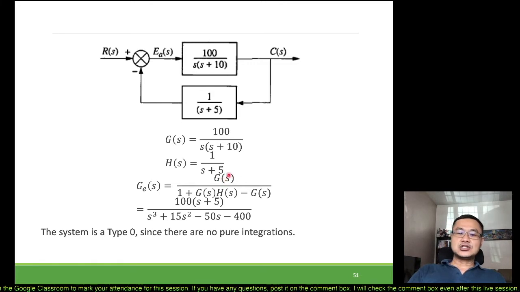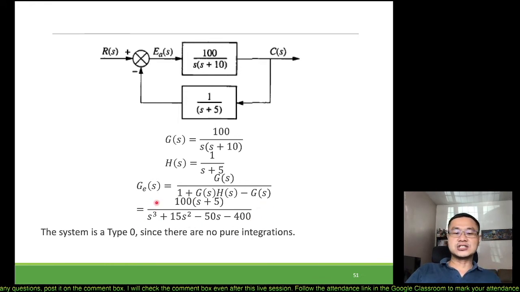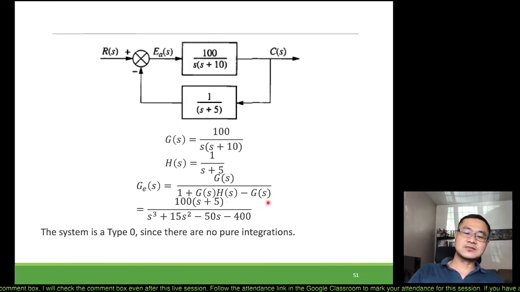We can see that G itself is 10 over s multiplied by s plus 10. We just write it down, then for the H itself, we put G there, then multiply by H, then minus. When we do the operations, we get this equivalent feed-forward transfer function given by 10 multiplied by s plus 5, divided by s cubed plus 15s squared minus 50s minus 400.